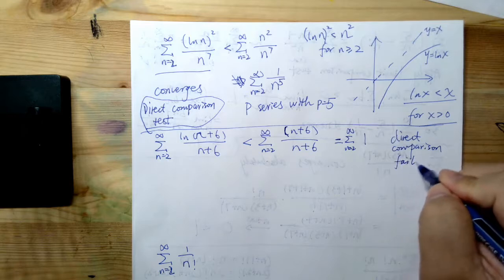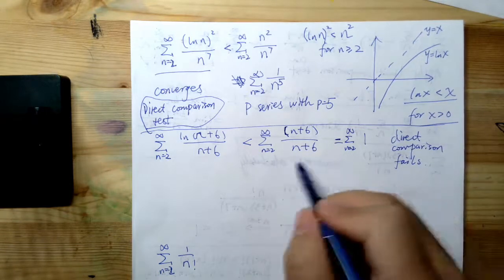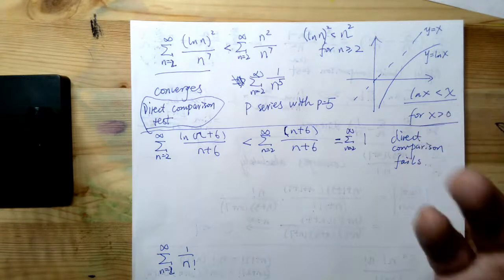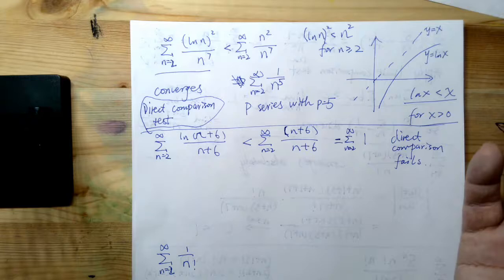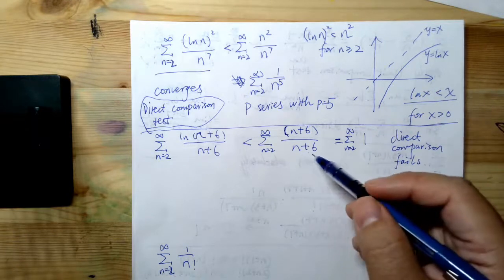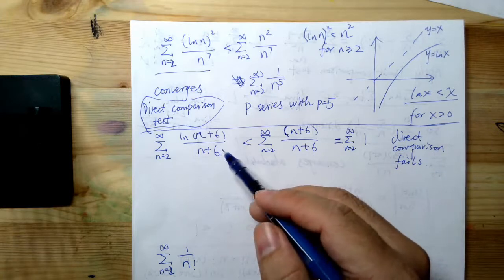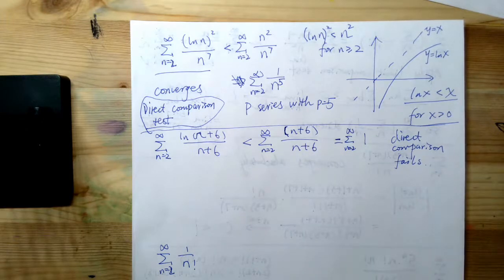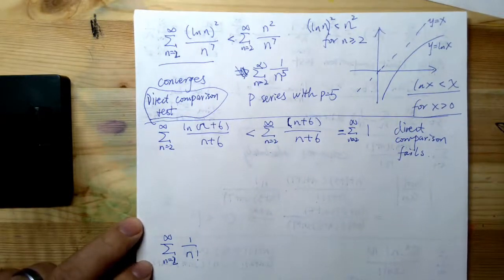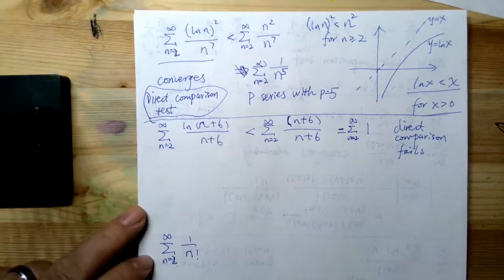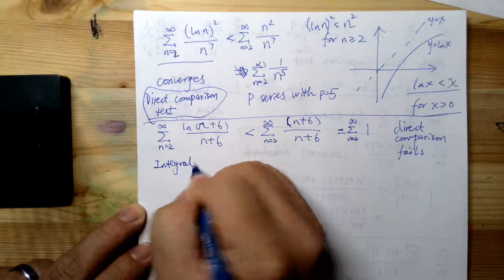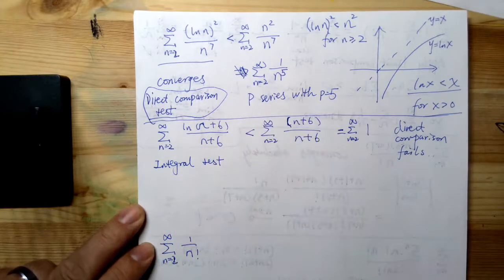So the direct comparison fails, at least for this situation. You might be able to construct another inequality that can show the series converges or diverges, but in this construction, the direct comparison test fails. So what we can do here is think about it, and maybe give a try to the integral test.